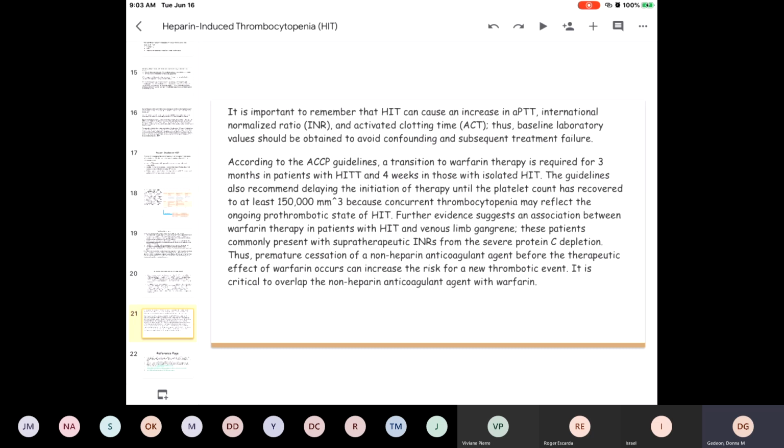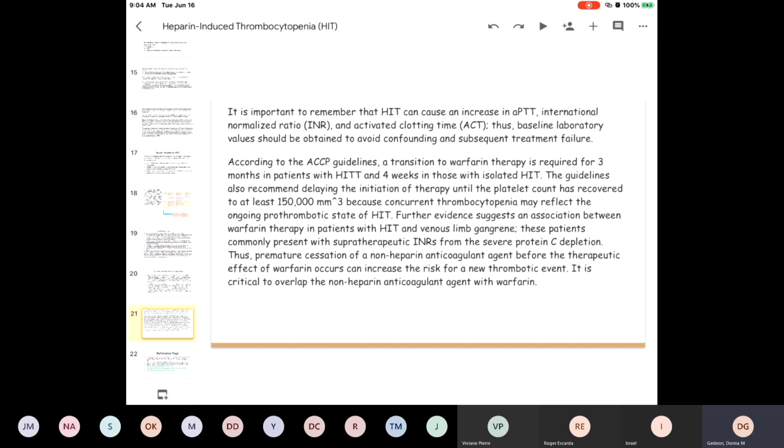According to the ACCP guidelines, the transition to warfarin therapy is required for 3 months in patients with HIT and 4 weeks for those with isolated HIT. The guideline also recommends delaying the initiation of therapy until the platelet counts have recovered to at least 150,000, because concurrent thrombocytopenia may reflect the ongoing thrombotic state of HIT.